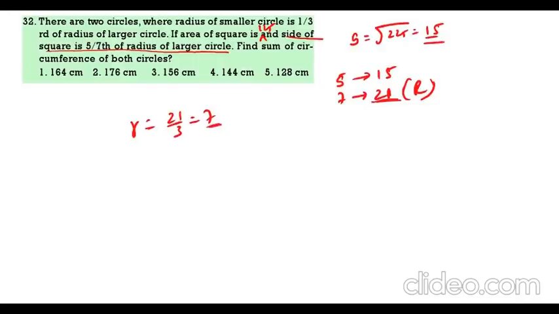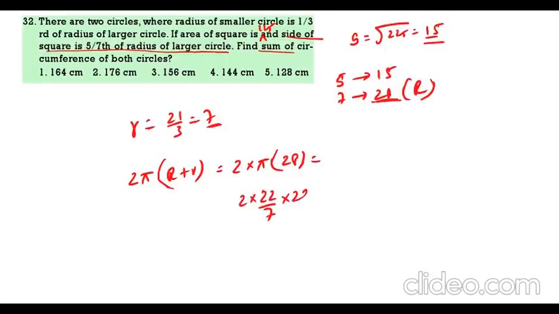Now find the sum of circumference of both the circles. So circumference 2 pi (R plus r), that is 2 into pi into (21 plus 7), 28. That is nothing but 2 into 22 by 7 into 28. So this is 176. 176 is the correct answer.